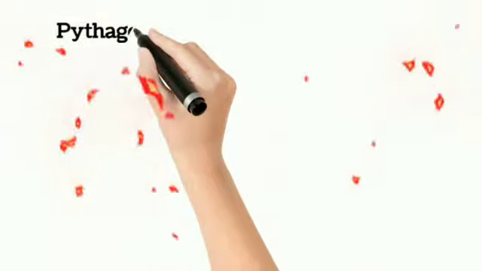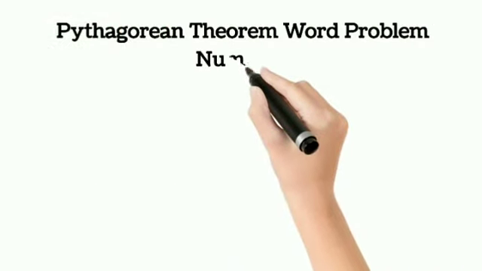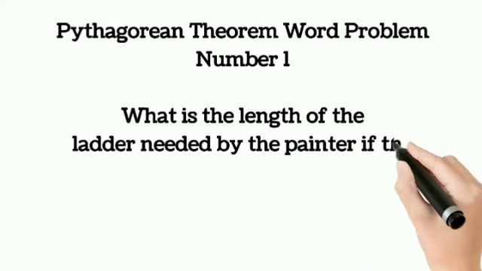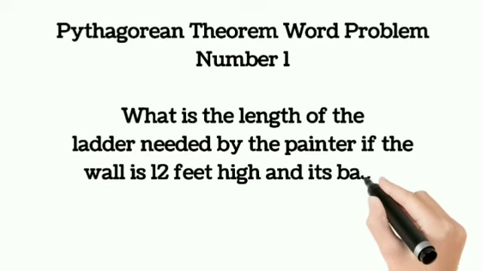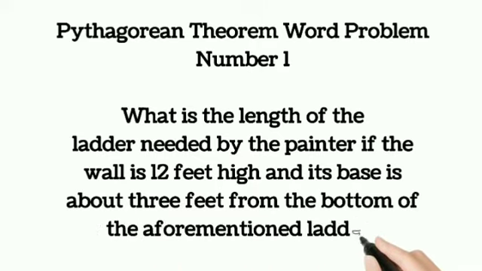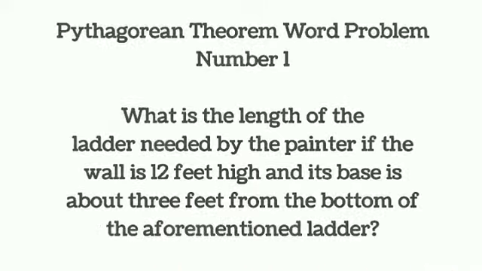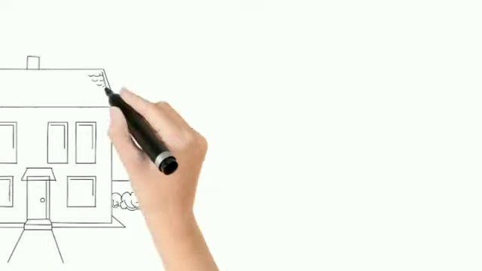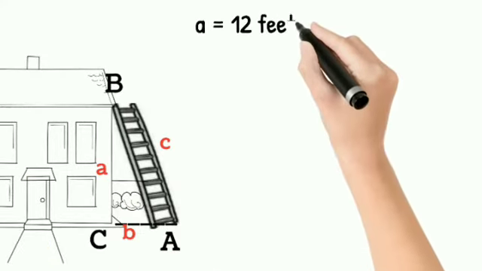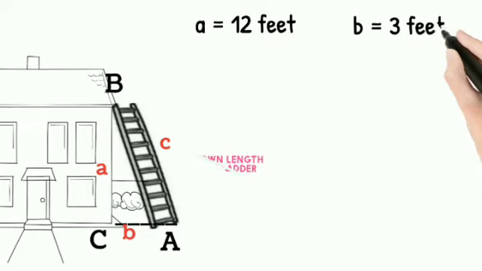Let us now have some sample word problems on Pythagorean theorem. In our first example, what is the length of the ladder needed by the painter if the wall is 12 feet high and its base is 3 feet from the bottom of the aforementioned ladder? As shown in the illustration, the height of the wall where the ladder is to be leaned on is 12 feet while the distance of the foot of the ladder from the base of the wall is 3 feet.